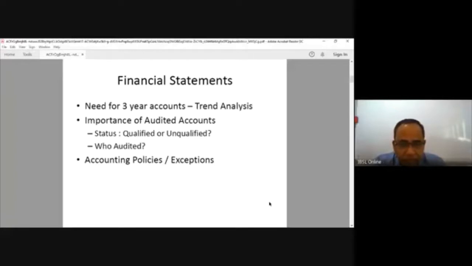And like what I told you about accounting policies, even if the auditor has not qualified, we may have to look at whether there are any exceptions they have made this year. That's important as far as bankers are concerned.